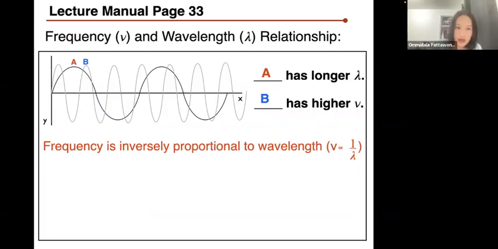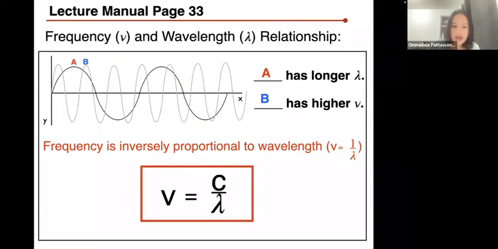Therefore, when you're looking at the relationship between frequency and wavelength, they are inversely proportional to each other. And this symbol right here indicates proportionality. So in this case, it's 1 over lambda, which indicates the inverse relationship between frequency and lambda. The direct relationship between frequency and lambda would be through this equation here, which is nu equal to c over lambda. And this c right here is a constant.